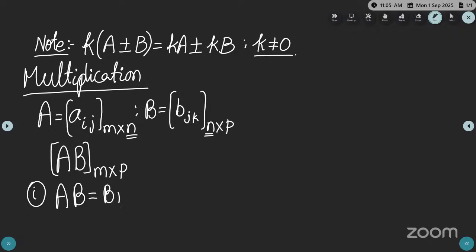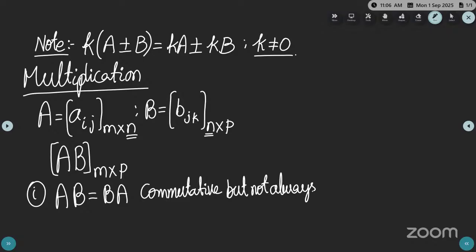Write down. The multiplication of matrices is commutative, but not always. That is a question. But not always.